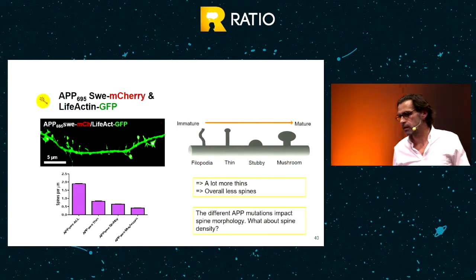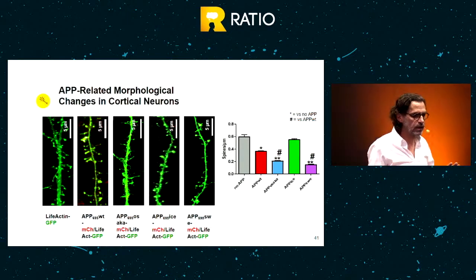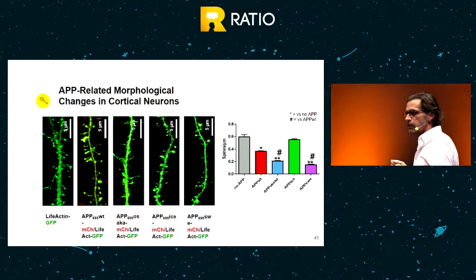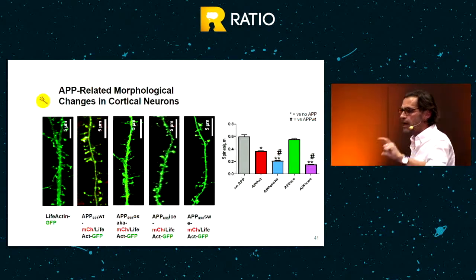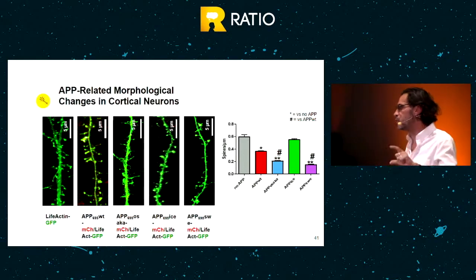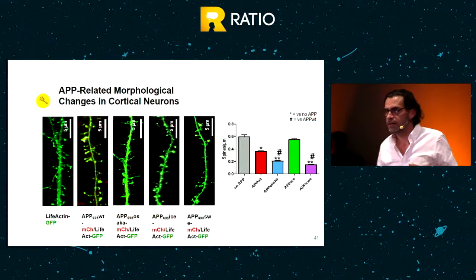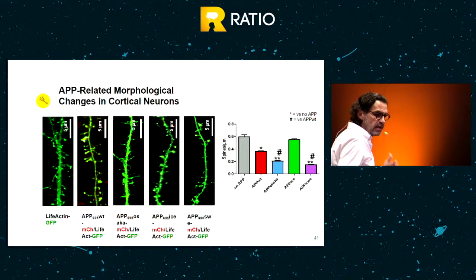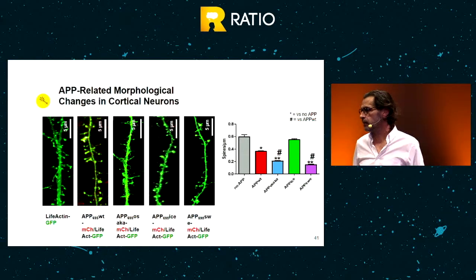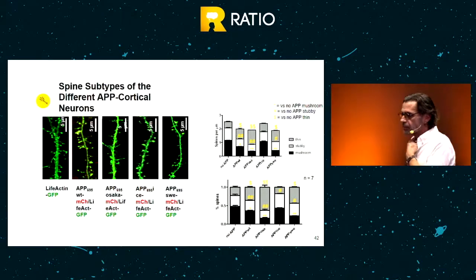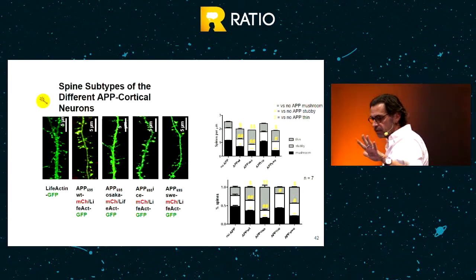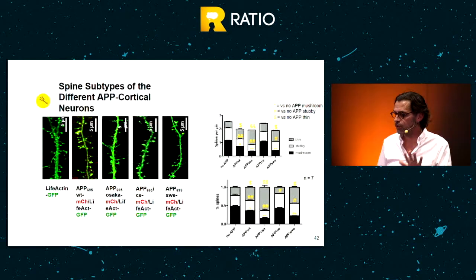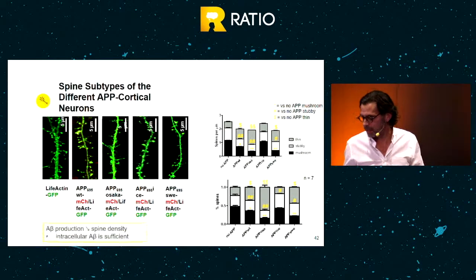So altogether, when we put all these different experiments together, that's what we see. The more toxic or the more severe form of the disease will generate a very high loss of synapses, and the more mature ones will be the most affected. The ICE mutation, this mutation that preserves people from Alzheimer's disease, is just sparing the synapses. And if you look at the different types of synapses, it's mostly the more mature ones, the mushroom type, that will be affected by this mutation. And that's what we see here.